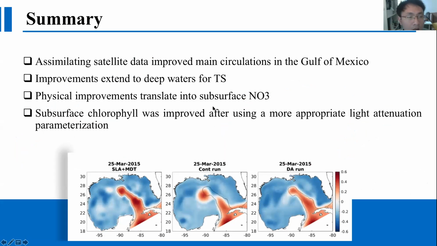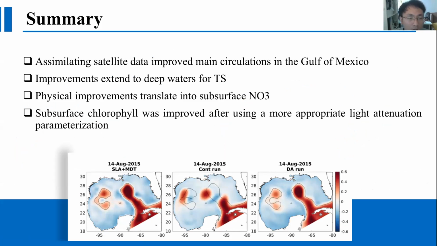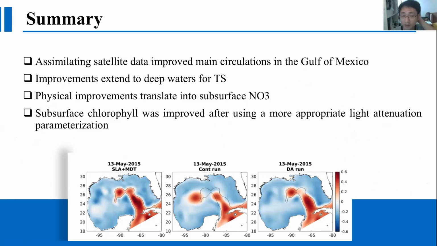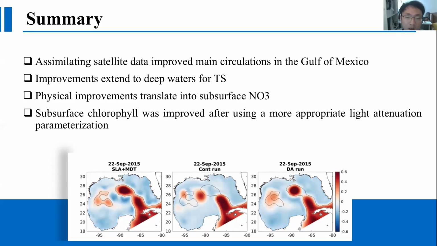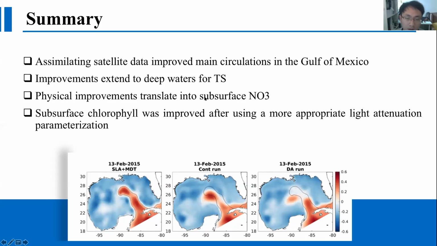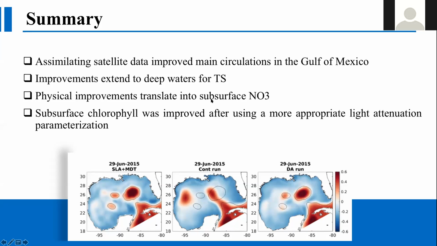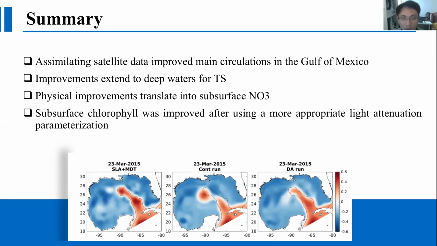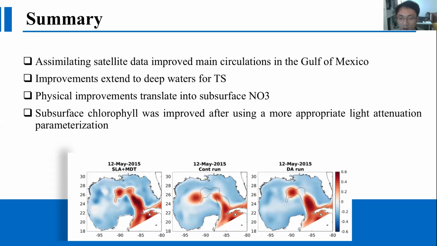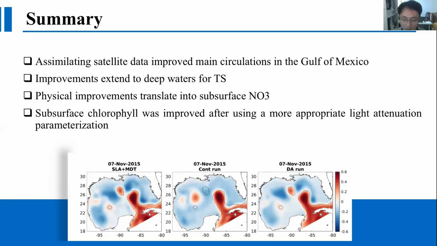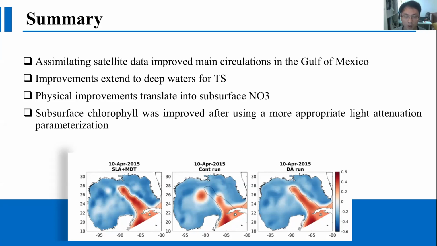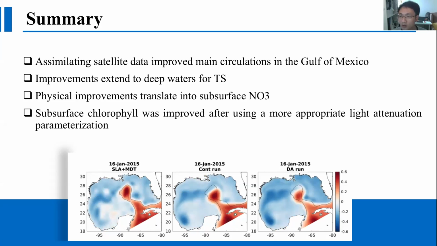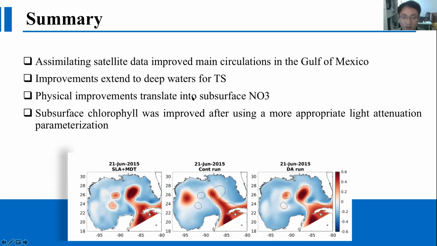So finally, here are our major conclusions. Assimilating the satellite data can improve the major circulations in the Gulf of Mexico, and then this improvement will extend to the subsurface for the temperature and salinity, and then translate into the subsurface nitrate. But the subsurface chlorophyll is more complicated and less improved by the data assimilation. This is because we use a suboptimal choice of light parameterization, and if we improve this light parameterization, then the subsurface chlorophyll can be further improved. So that's it. Thank you.